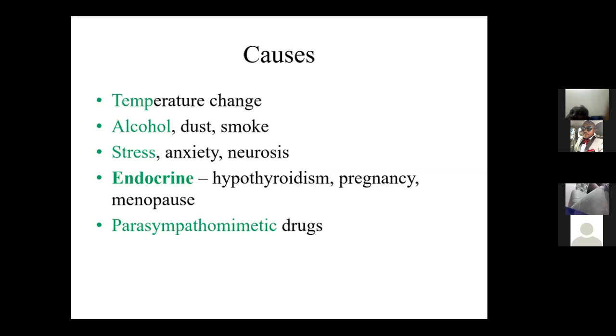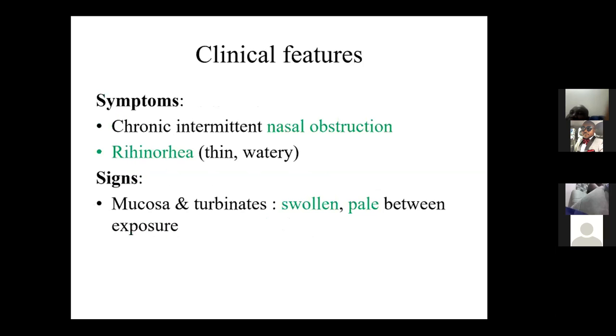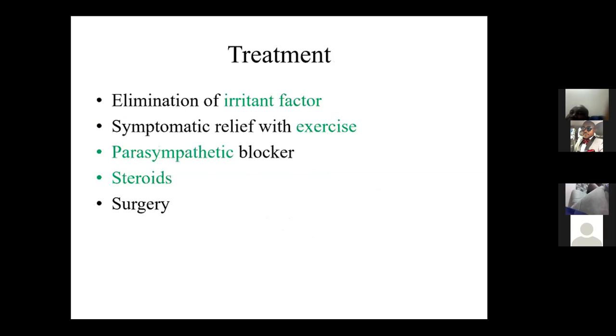And then parasympathetic drugs can also, like usually stimulants. People who take drugs like cocaine, all those drugs can also come down with this. Then, what are the clinical features? Commonly, there is chronic intermittent nasal obstruction. The nasal mucosa is also very much important in this case.